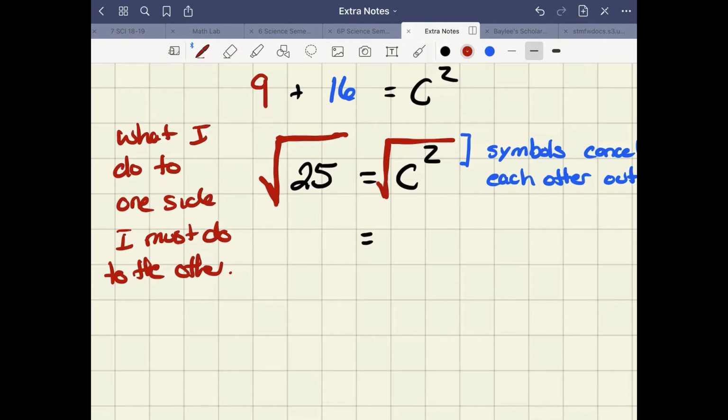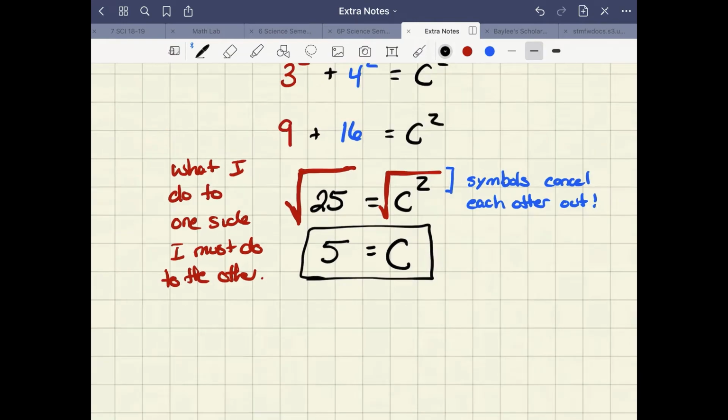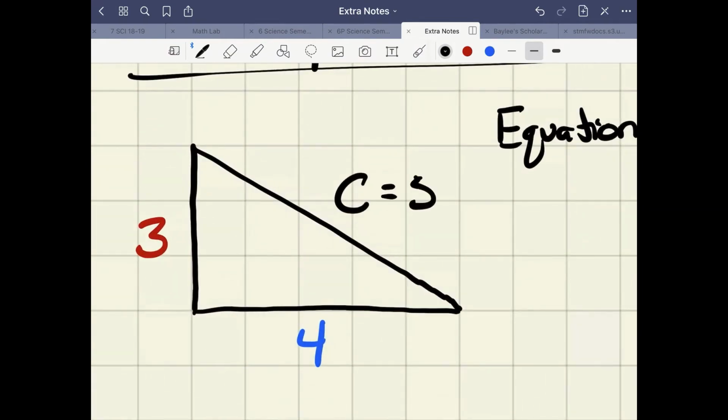So, the square root of 25, the square root of c squared. This leaves us with c, and the square root of 25 is 5. And we've just solved this triangle like so.